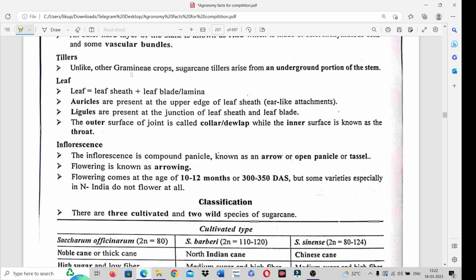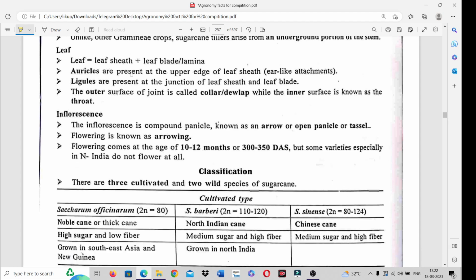Then inflorescence. The inflorescence is a compound panicle, known as arrow or open panicle or tassel. Then the flowering is known as arrowing.